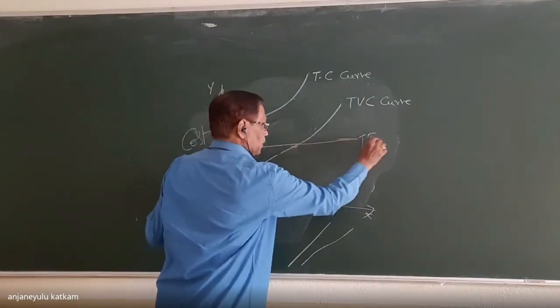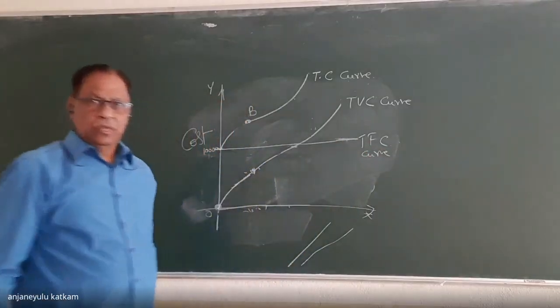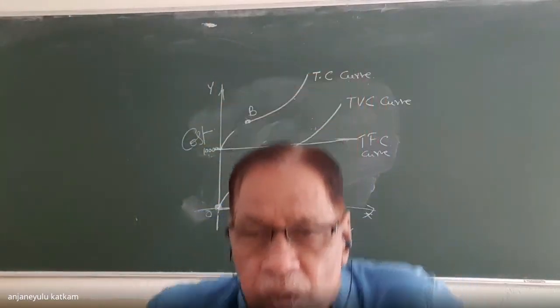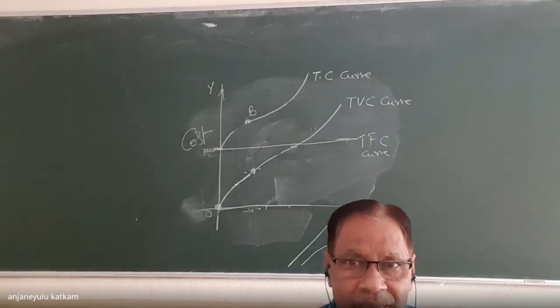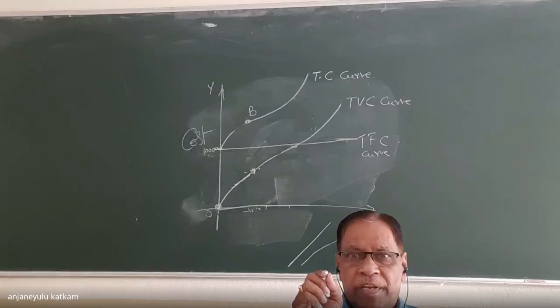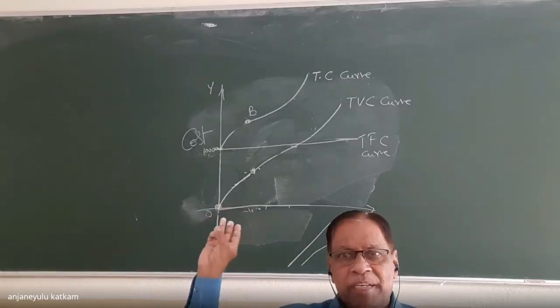TFC curve. Right. So this is the diagram representing the behavior of total cost. That is the total fixed cost, total variable cost, and the total cost. All three are represented by this diagram.